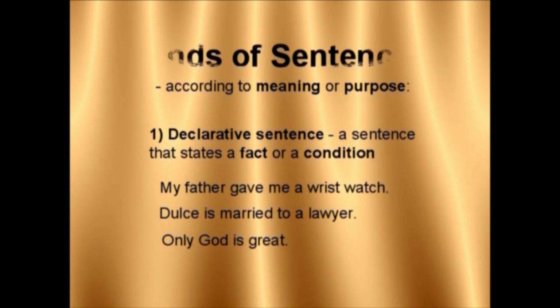Now that you know what a sentence is and its parts, let's study the different kinds of sentences. There are 4 kinds of sentences according to meaning or purpose. A declarative sentence is a sentence that states a fact or a condition. It says that something is true or false. For example, my father gave me a wrist watch. Dulce is married to a lawyer. Only God is great.